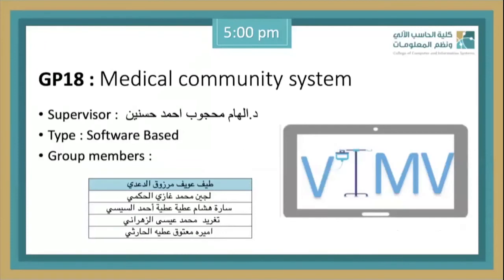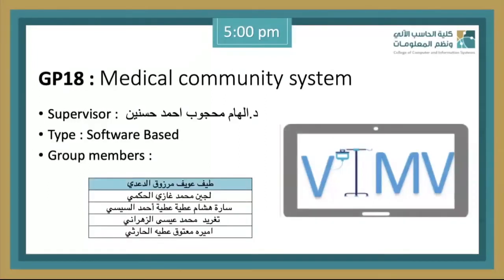Next group is group 18, and the topic is about medical community system. This group is supervised by Dr. Ilham Hassanin, who joined us yesterday to give us a very valuable feedback, and now it's her group's turn to present, assisted by Dr. Sarah, which is nice. It's a software-based project, and the group members are Taif Al-Daadi, Lujain Al-Hakami, Sarah Hisham, Tagreed Al-Zahrani, and Amira Al-Harthi. Sarah, you have permission to show your presentation now, please.